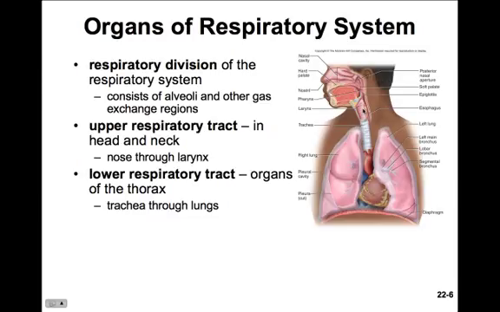Well, we divide the respiratory tract into two portions. There's the upper respiratory tract, which is in the head and neck. So it includes the nose, the pharynx, and the larynx. The lower respiratory tract includes all the organs of the thorax, so the trachea and the lungs. We might refer to upper respiratory tract infections or lower respiratory tract infections. So the upper respiratory tract would be things like sinus infections and sore throats. And lower respiratory tract infections would be things like a deep cough that involves the lungs.